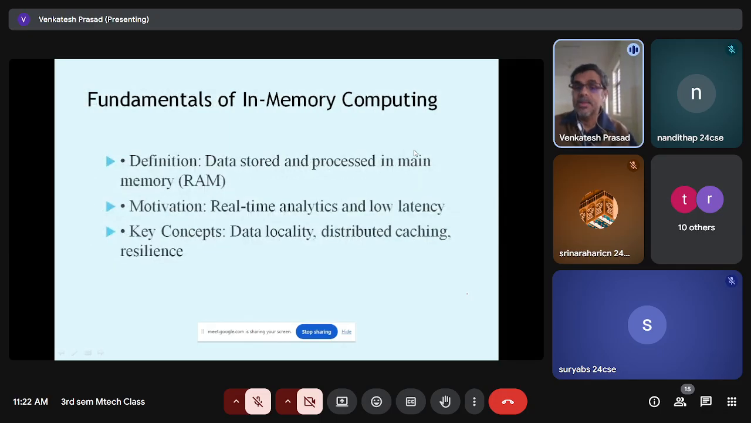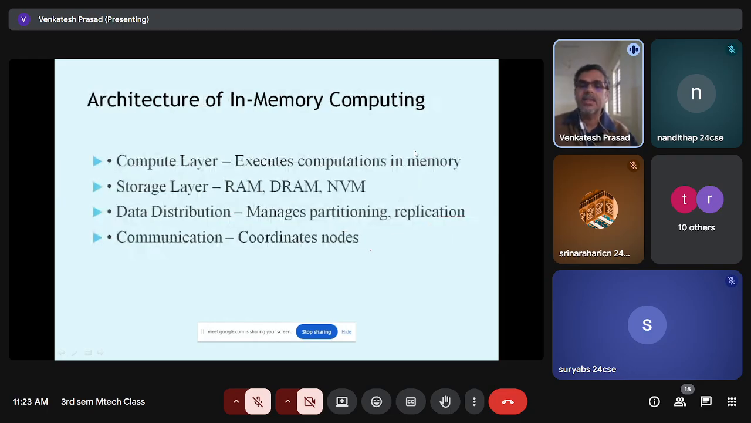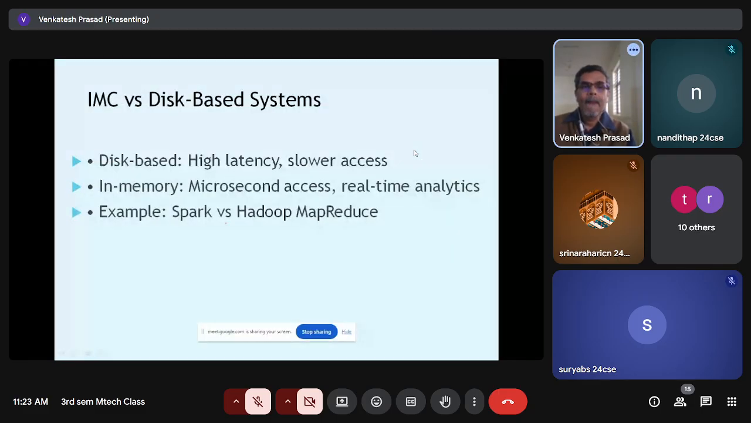And of course, latency is an important thing, right? For real-time analytics, you need low latency, because you're running all the tasks in the memory itself, rather than going to I/O for anything. Some more details are given here, a comparison. Disk-based means high latency and slower access, as you know. In memory is faster, with lower latency, good for real-time analytics. Like Spark and Hadoop.